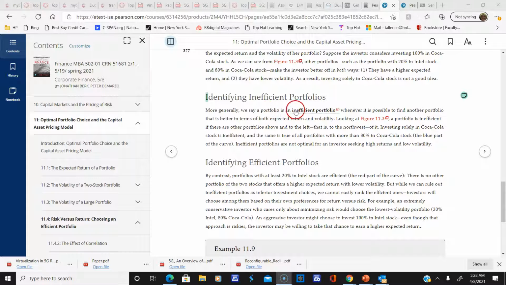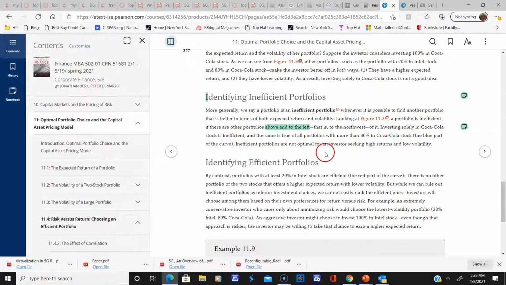So we say a portfolio is inefficient whenever it is possible to find another portfolio that is better in terms of both expected return and volatility. Looking at figure 3, a portfolio is inefficient if there are other portfolios above and to the left. And we see that in that diagram, right? Basically it goes to the northwest, all right?